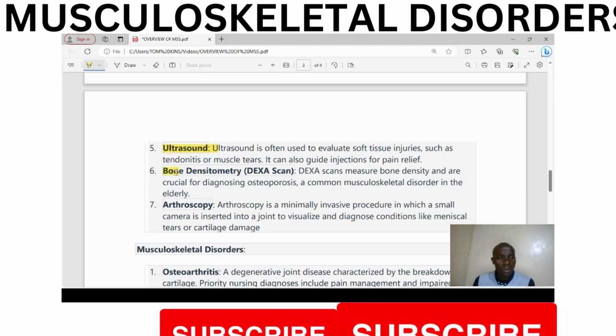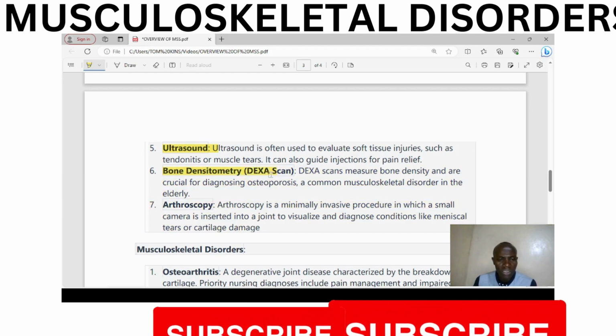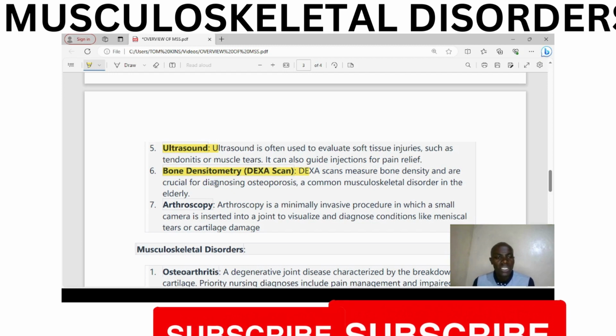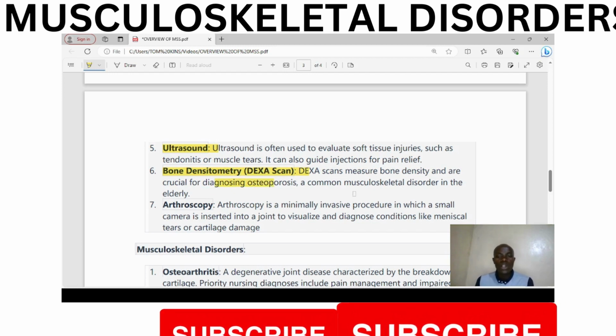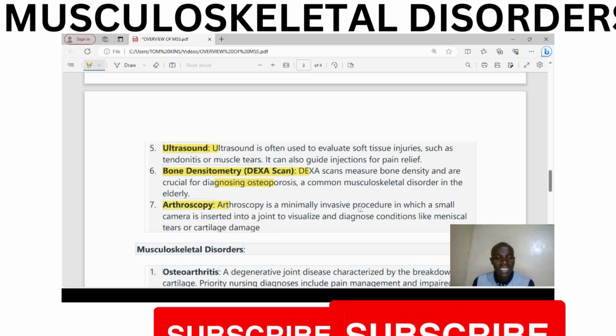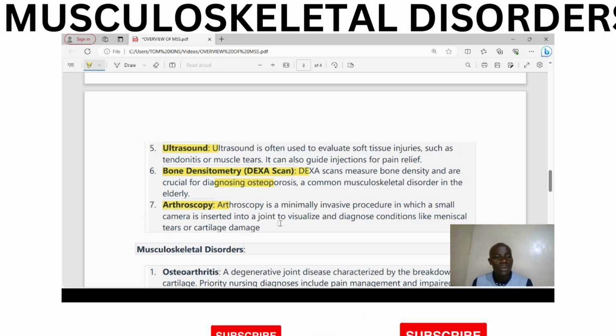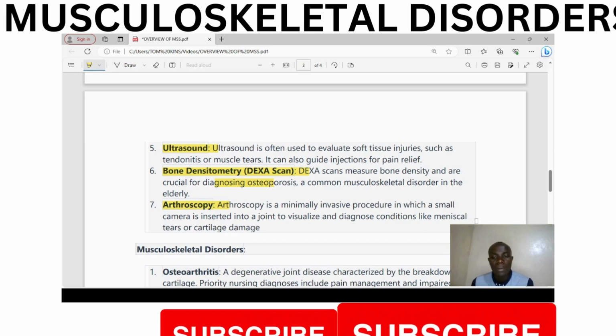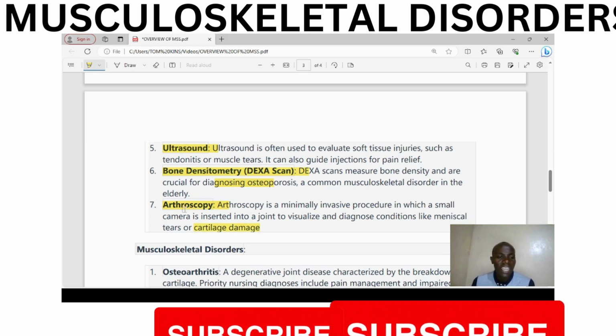We have another test called bone densitometry, the DEXA scan. The DEXA scan measures bone density and is crucial in diagnosing osteoporosis, which is a very common musculoskeletal disorder in the elderly, especially post-menopausal women. We also have arthroscopy, a minimally invasive procedure in which a small camera is inserted in a joint to visualize and diagnose conditions like meniscal tears and cartilage damage. Remember, arthro means joint, so arthroscopy is of a joint.